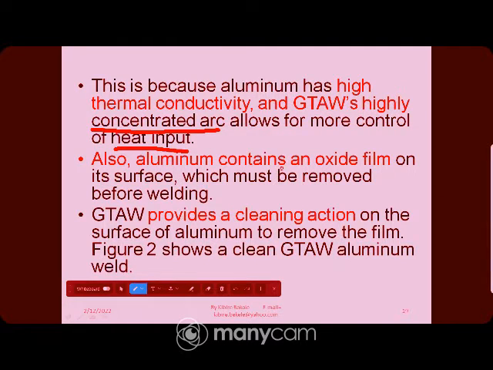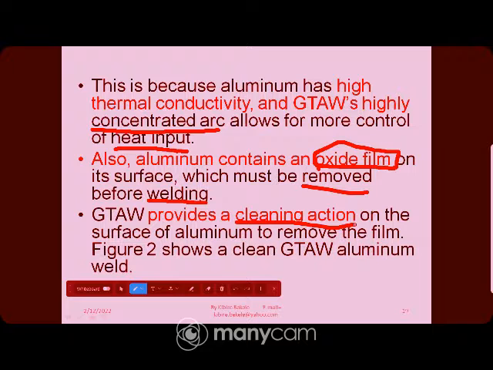Also, aluminum contains oxide film, as we already discussed. On the surface of the aluminum metal, there is a hard material we call oxide film or oxide scale, which must be removed before welding. Gas tungsten arc welding provides a cleaning action.